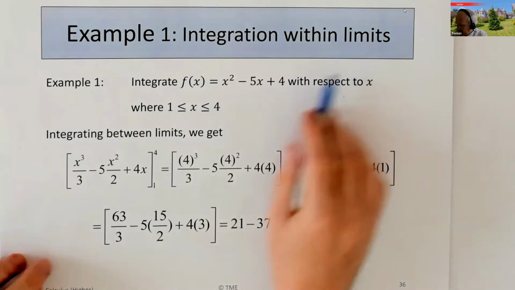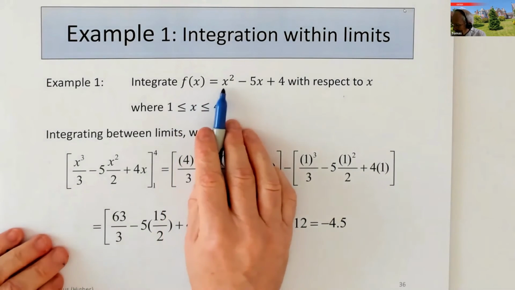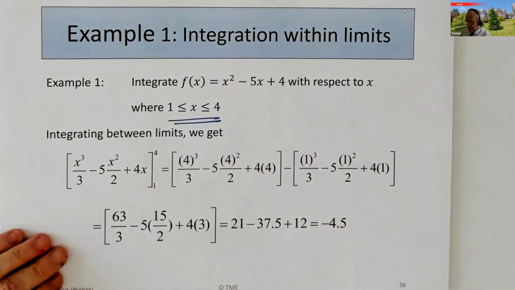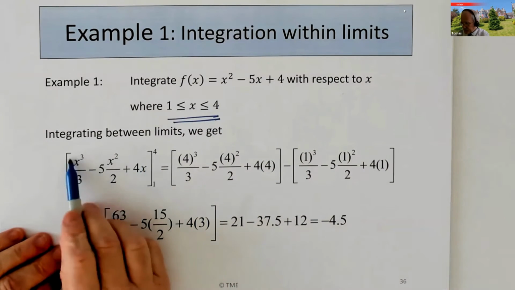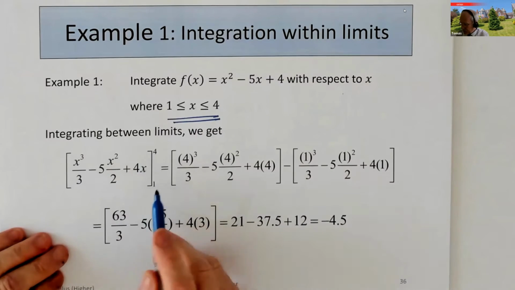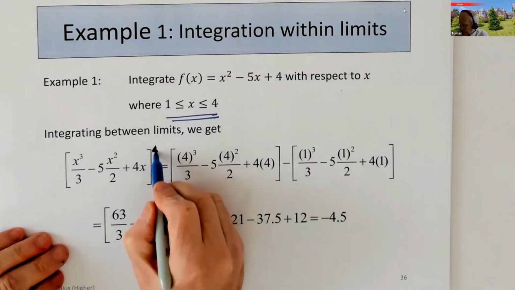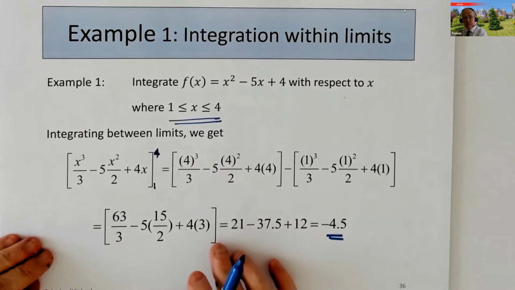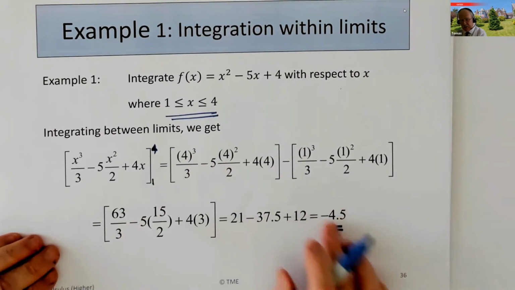So, integration within limits. Here we go. We integrate x squared minus 5x plus 4 between 1 and 4. Exactly the same calculations, x cubed, etc. We're just using the numbers 1 and 4 now. We plug in the numbers, and we get minus 4.5, which seems strange, but it's minus an area.